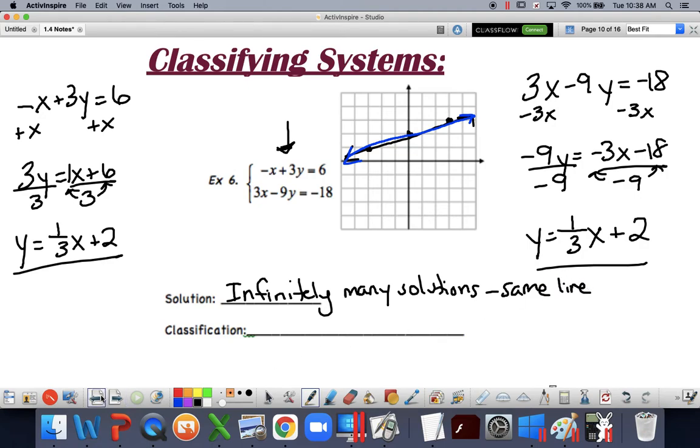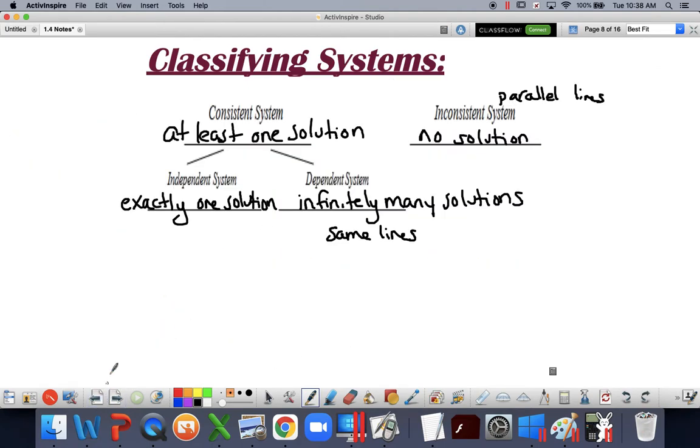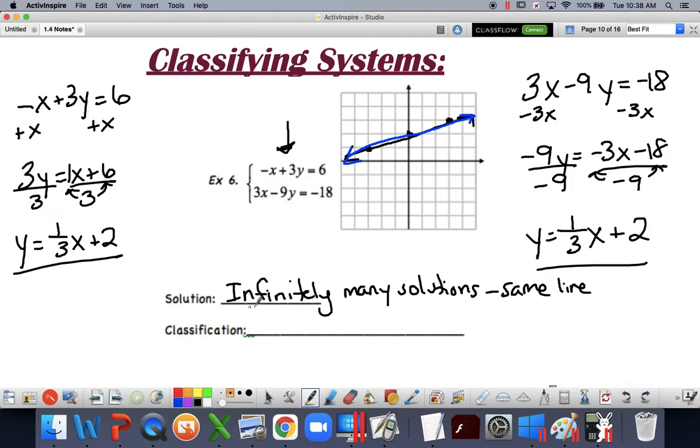And I classify that, let me go back to my classification, as consistent dependent. So that's exactly what I write down, consistent dependent. And if on your homework you want to just write down CD as a shortcut, I am totally fine with that.